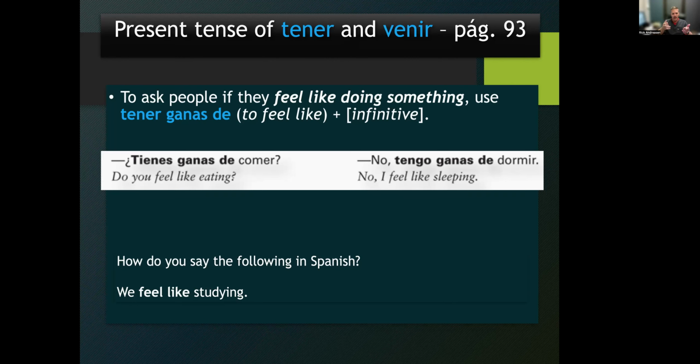Okay? So, clase, ¿cómo se dice en español? We feel like studying. You would say we, nosotros, tenemos ganas de estudiar. Tenemos ganas de estudiar. So again, just two other ways of using the verb tener to communicate something that doesn't mean the same thing in English, but has that same indication.